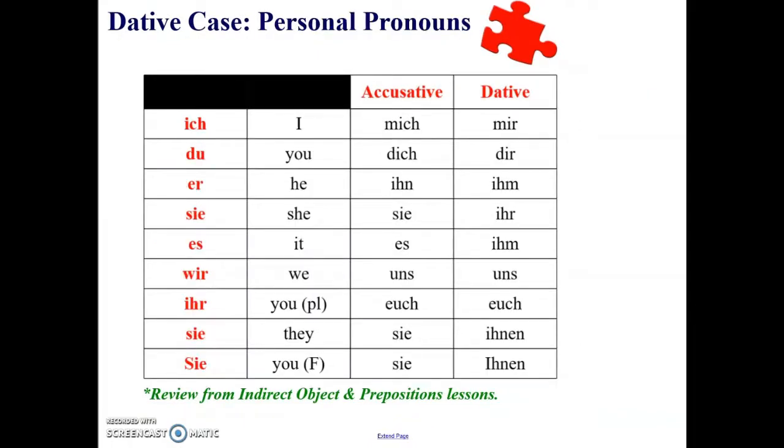You will also need the dative personal pronouns reviewed in this chart with the nominative ich, du, er, sie, es, wir, ihr, sie, sie. In the accusative mich, dich, ihn, sie, es, uns, euch, sie, and sie. And in the dative, those newer forms mir, dir, ihm, ihr, ihm, uns, euch, ihnen, and ihnen. So find these notes on the personal pronouns as well.